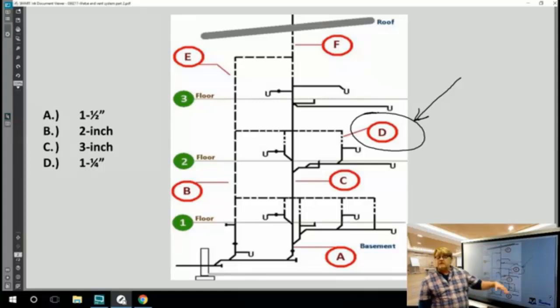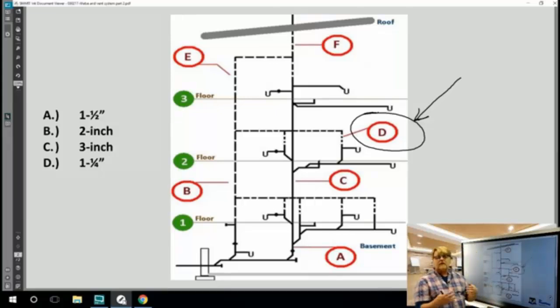For anybody in the trades, if you're an apprentice, you may not get this, but we'll talk about this really quick. The first floor is what we call individually vented. The second floor, at least the bathroom groups here on this side, is what we call wet vented. And on the third floor, it's what we call stack vented.